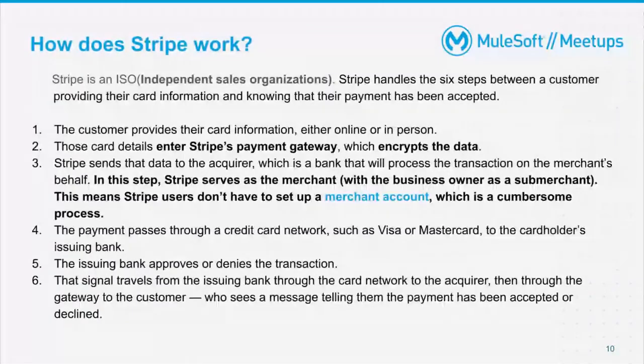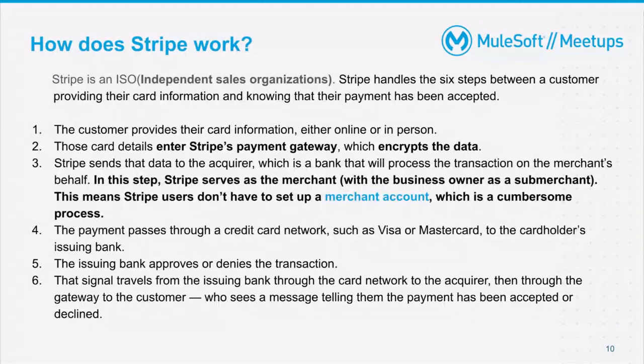So how does Stripe work? Actually, Stripe sits in between, you can say, with the bank. Whenever we have the pay button, what happens throughout the process in between? We enter the card and finally our payment is accepted. So what does Stripe do? They get the card information, and then this card information enters into the Stripe payment gateway, which is very secure. It encrypts the data, and then Stripe sends the data to the acquirer bank. So it will process the transaction.